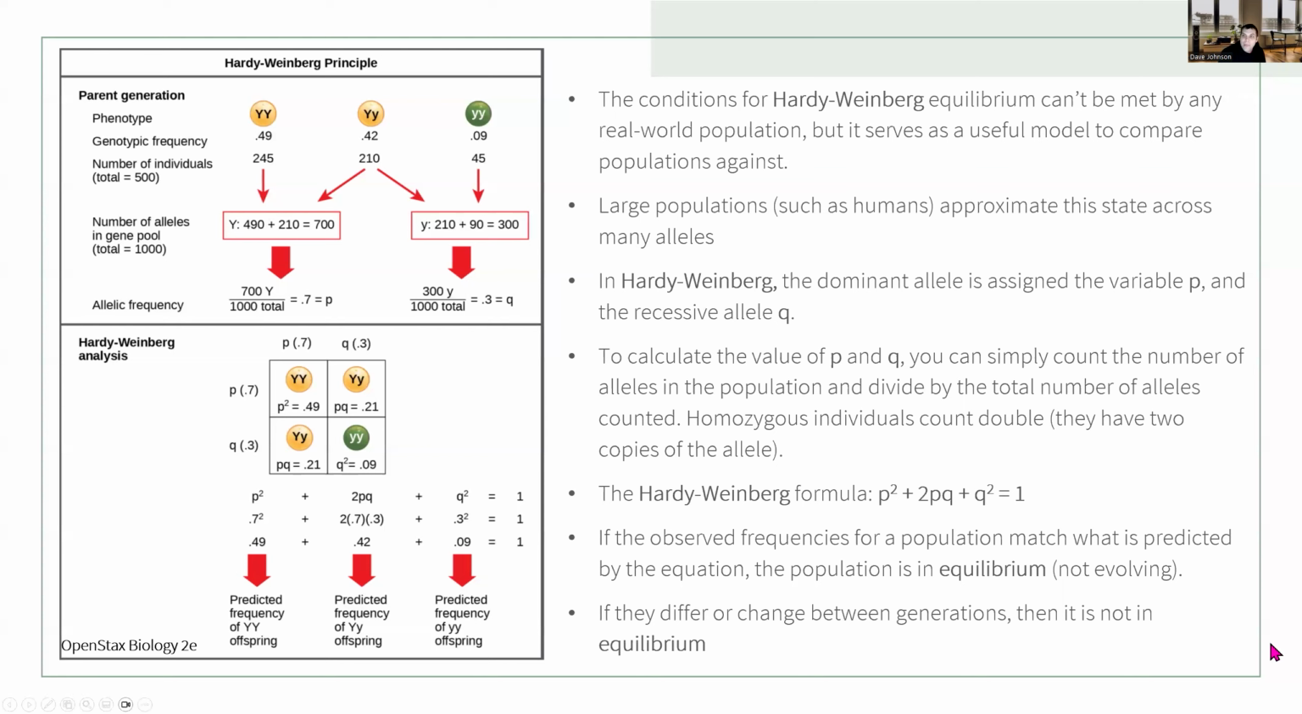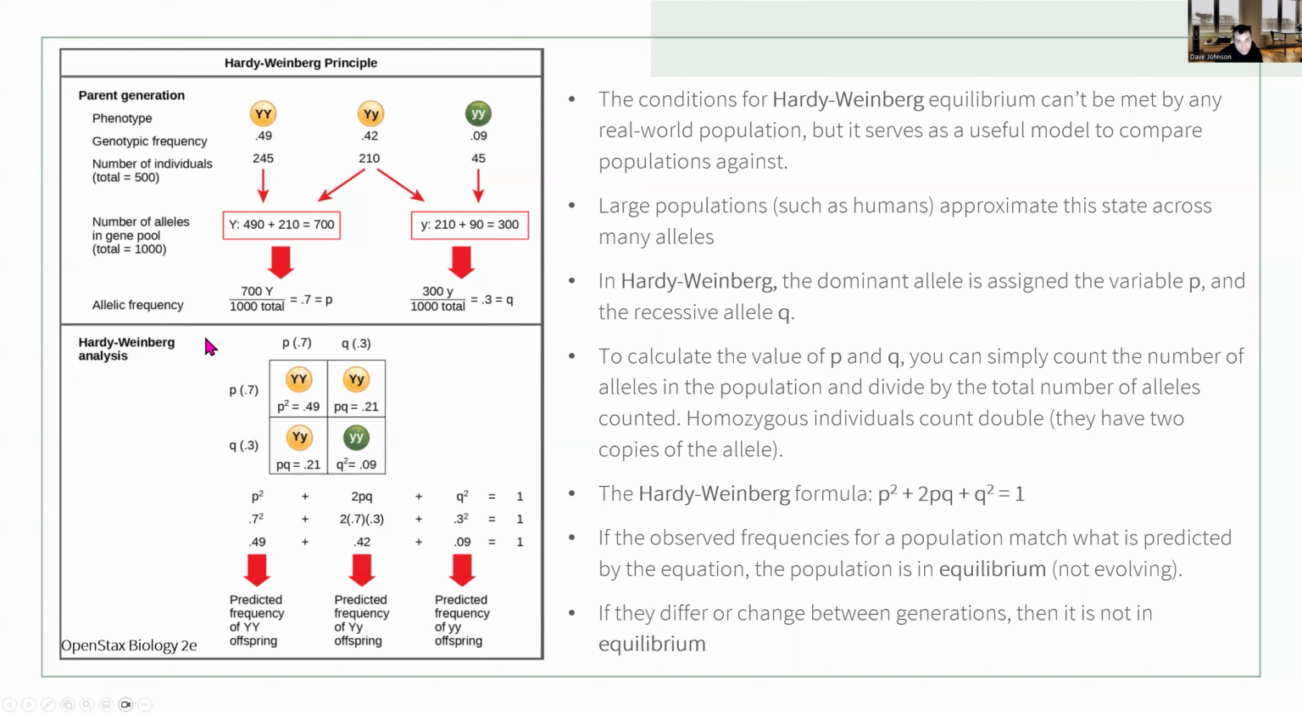They basically say we're going to assign the dominant allele in any population as p and the recessive allele as q. And we're going to talk in terms of strict dominance just to keep this as easy as possible, because we're just trying to understand the concept of Hardy-Weinberg equilibrium. To calculate the value of p and the value of q, all you have to do is count the number of alleles in the population and divide by the total number of alleles counted. Homozygous individuals count double because remember, they have two copies of the allele.